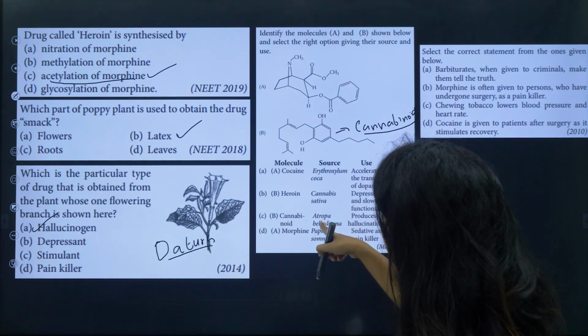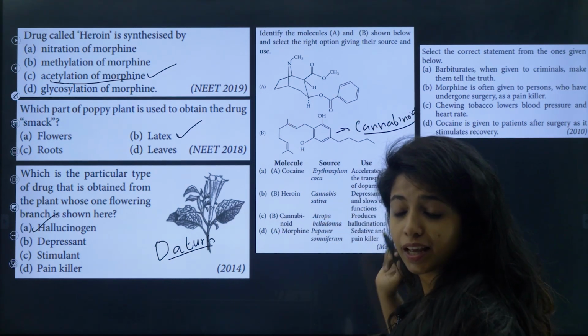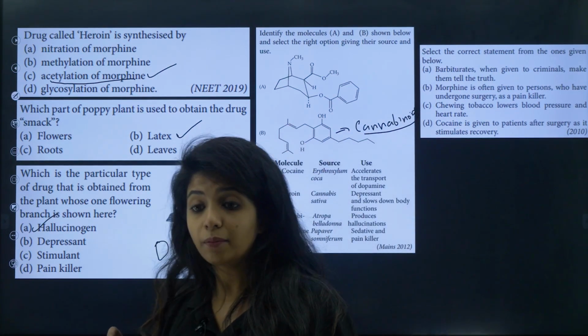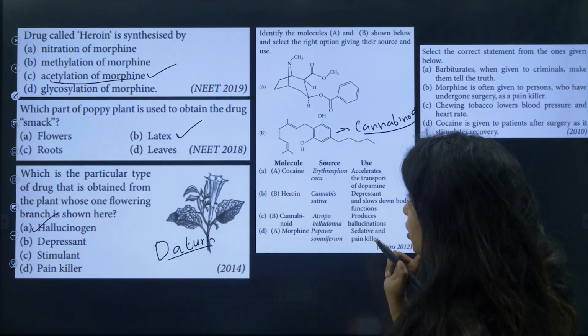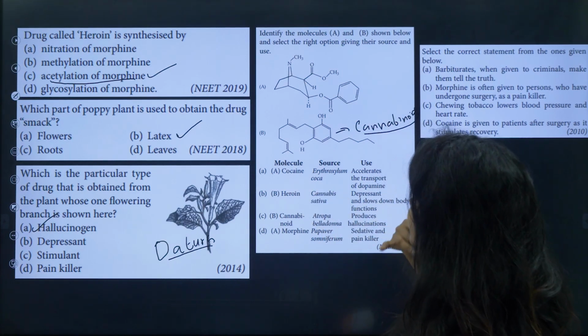They are saying the source is Atropa belladonna. No, the source is not Atropa belladonna. That is wrong. It is Cannabis sativa, right? So this will be wrong. What is left? We are left with the next things over here. Let's see what is exactly correct.